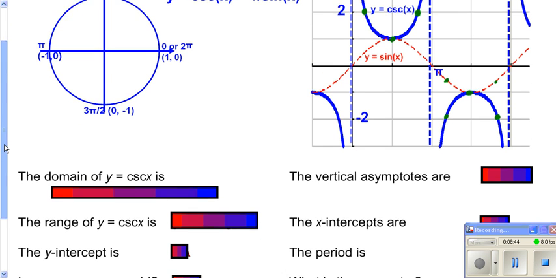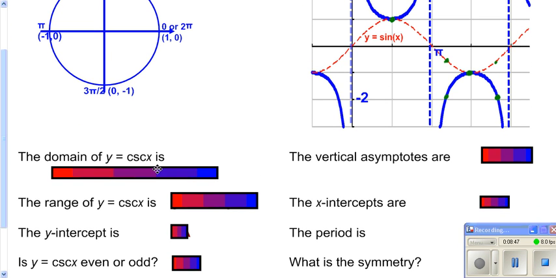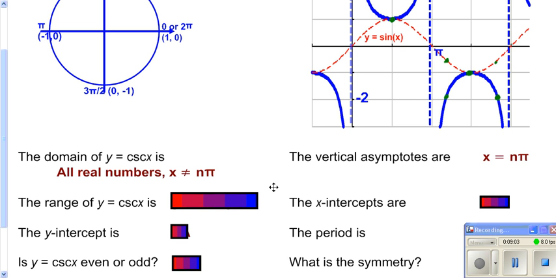So our domain would really be all real numbers except where the vertical asymptotes are. The vertical asymptotes are occurring at 0, pi, 2 pi, and so on. So there's our vertical asymptote. So our domain is everything but that. So our domain is going to be all real numbers except multiples of pi.